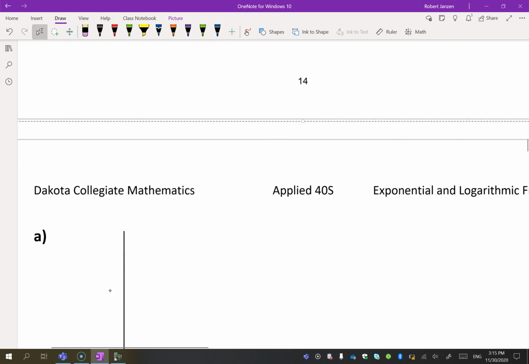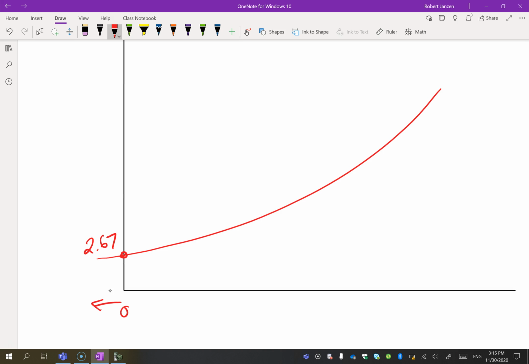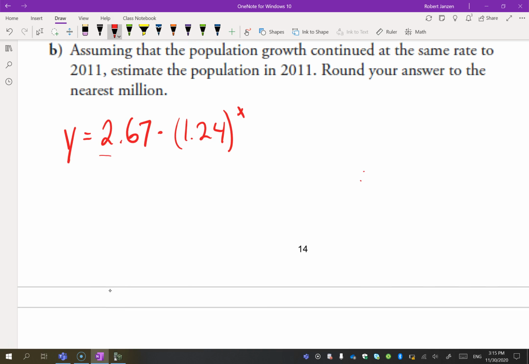So let's go here and start. The y-intercept is 2.67, and the graph looks something like this. By the way, notice we're not going to go negative. This is our 0 entry, which was actually 1871, and we had all those dots there. And this is pretty good, 2.67. This is our A value. So it looks good.